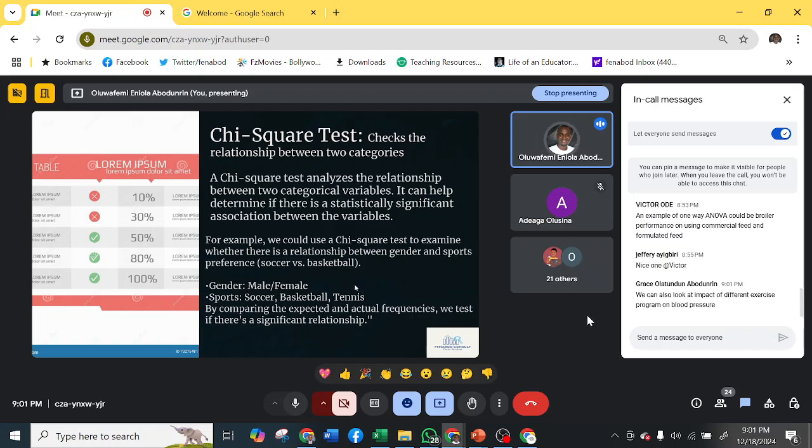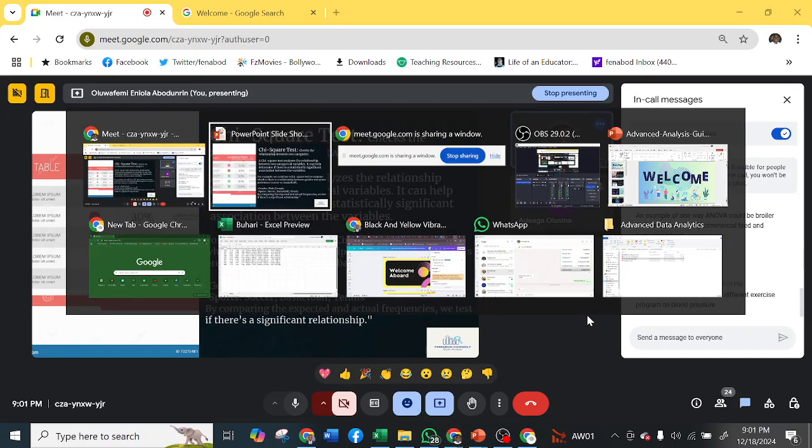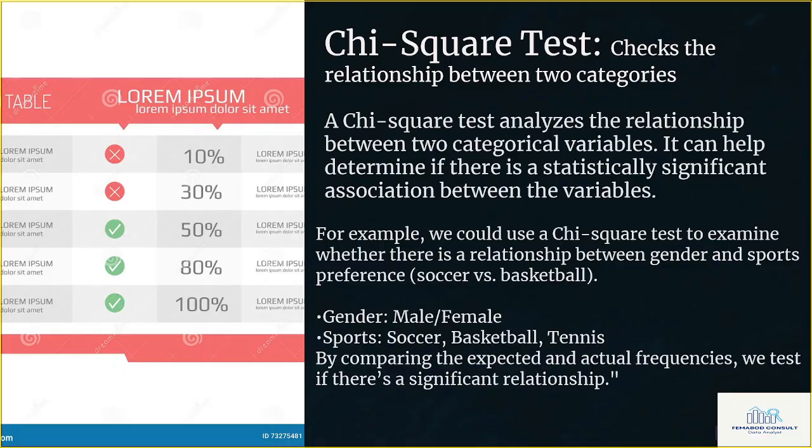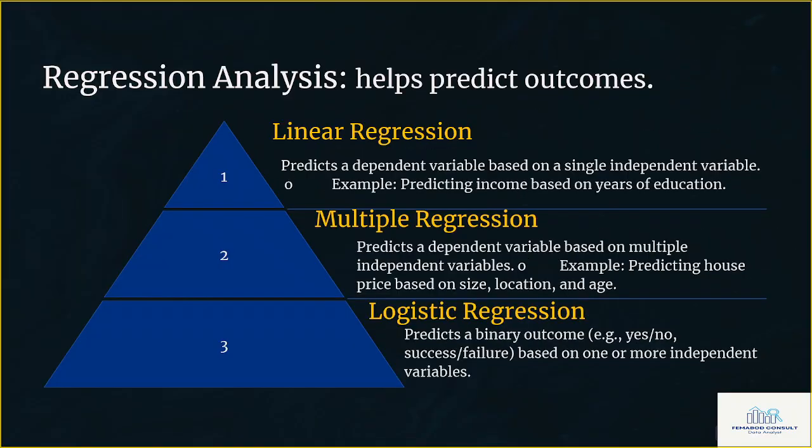So if there are no questions, I think we can also move forward so that we can really round up quickly with this area. Now, linear regression analysis is one of the bonuses that I'm adding in this cohort. Regression is for prediction of outcomes.